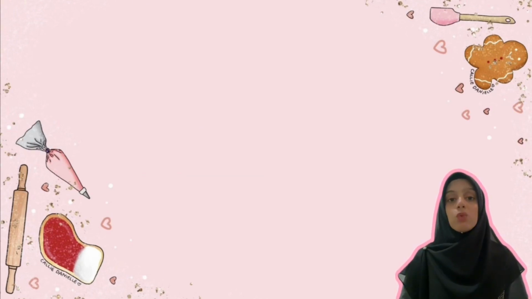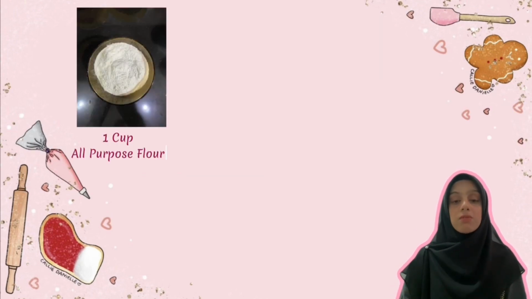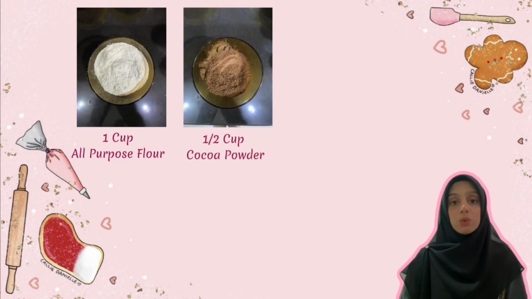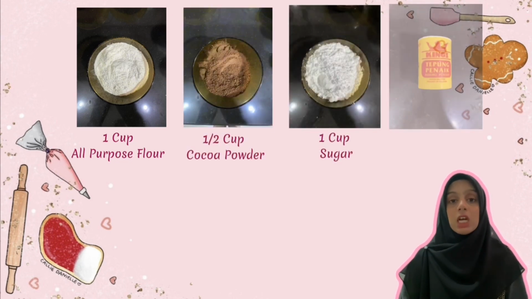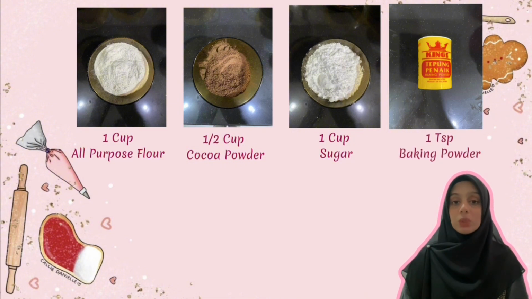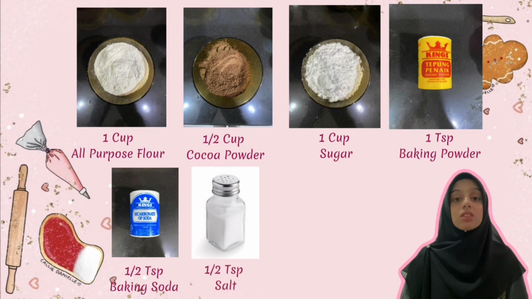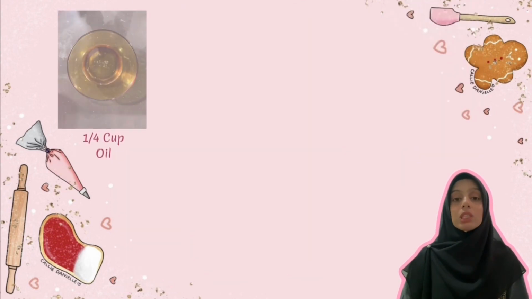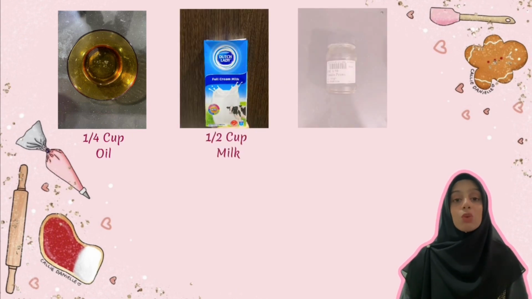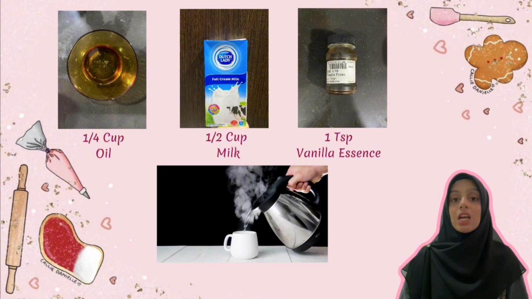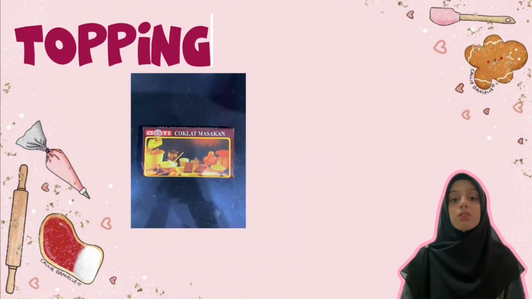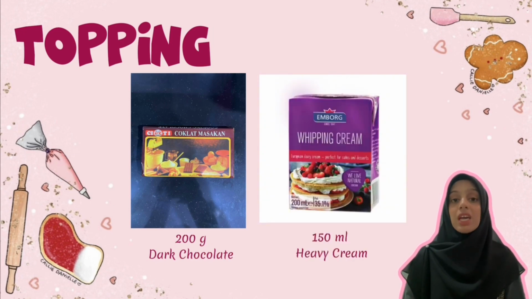For the ingredients, we need 1 cup of all-purpose flour, half cup of cocoa powder, 1 cup of sugar, 1 teaspoon of baking powder, half teaspoon of baking soda, half teaspoon of salt, an egg, a quarter cup of oil, half cup of milk, 1 teaspoon of vanilla essence, and lastly half cup of hot water. For the topping, we need 200 gram of dark chocolate, mixed with 150 ml of heavy cream.